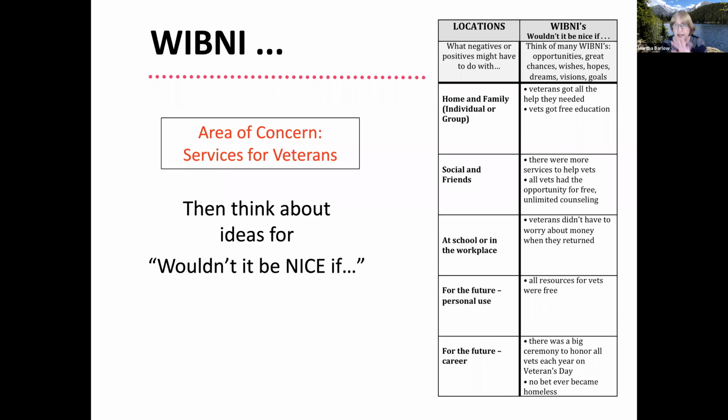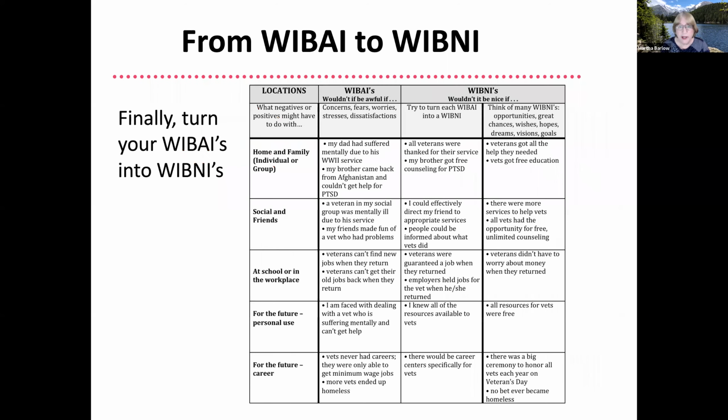You might have already done some of that on this chart here, but here's an example. Okay, my brother, wouldn't it be awful if my brother came back from Afghanistan and couldn't get help for PTSD? You turn that into a wouldn't it be nice if my brother got free counseling for that? Going down a little bit, wouldn't it be awful if veterans can't find new jobs when they return? Turn that into a WIBNI. Wouldn't it be nice if veterans were guaranteed a job when they return?